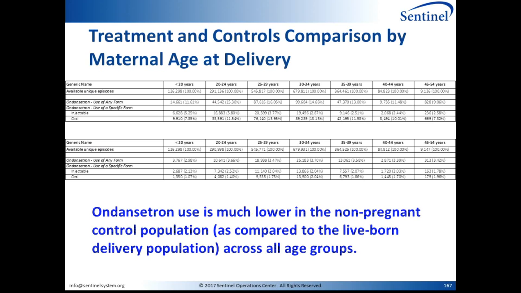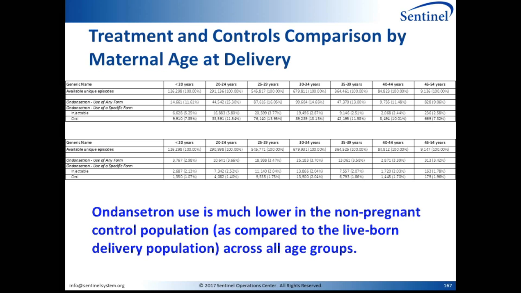So what we can do here is also compare, and this is data from a published work, so it's a little bit hard to see, treatment and controls by the maternal age at the point of delivery. What we want to point out, without having you try to read these slides, is that ondansetron use is much lower in the non-pregnant control population as compared to the live-born delivery population across all age groups. So the pattern holds regardless of maternal age, in that ondansetron is widely used off-label during pregnancy.